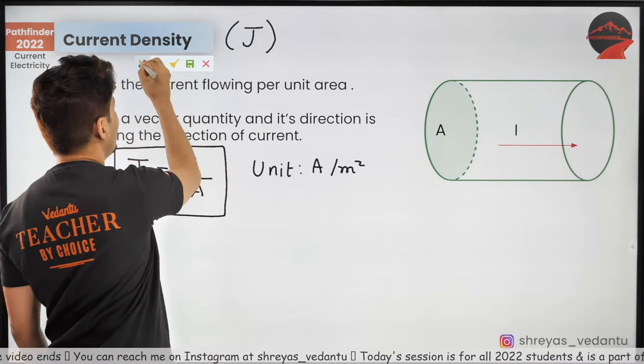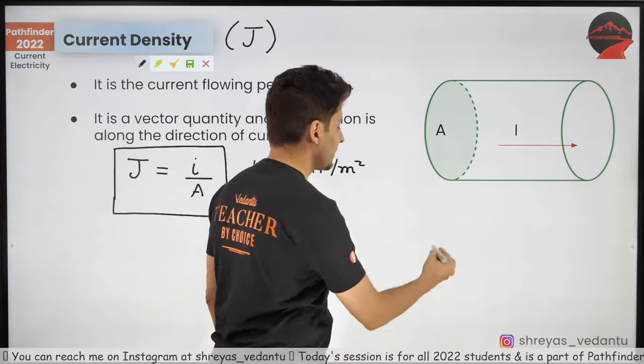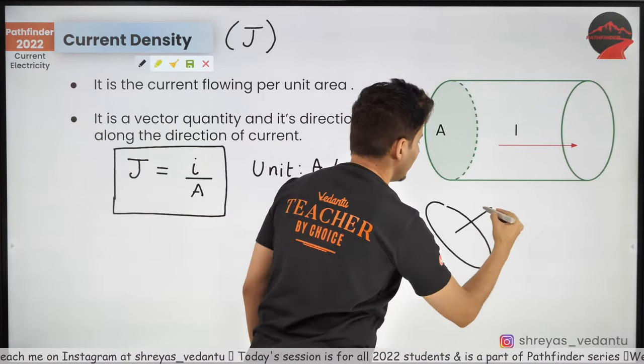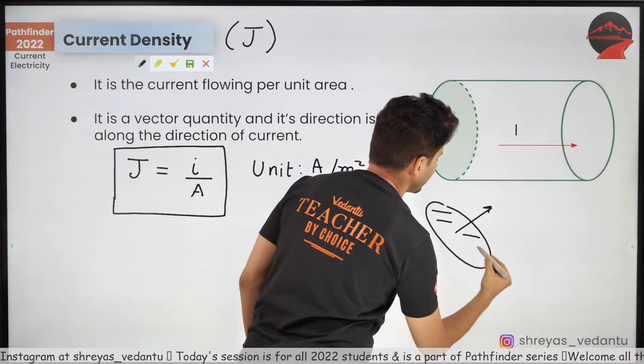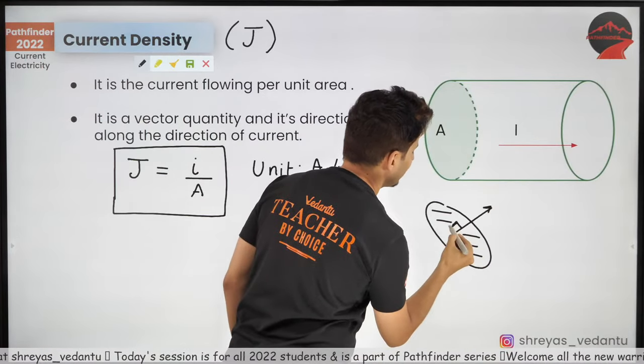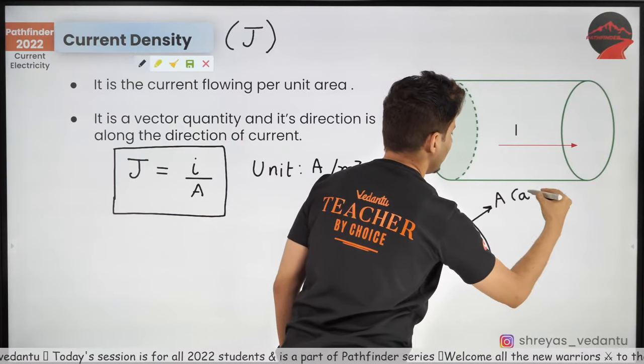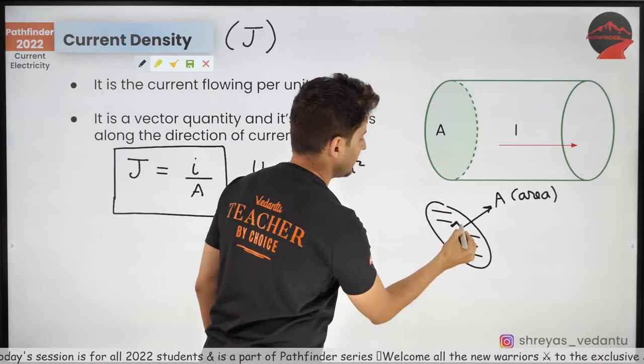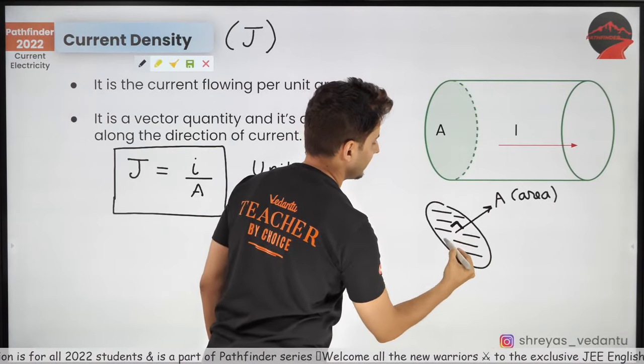See guys, area is a vector quantity. If this is an area, area is a vector quantity. You have seen that even in Gauss's law. This is the area vector. Area vector is always perpendicular. I hope you remember this.